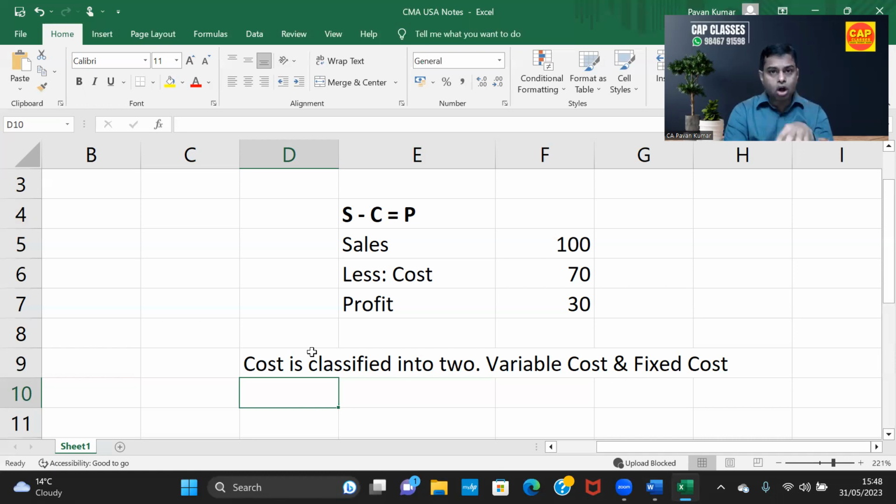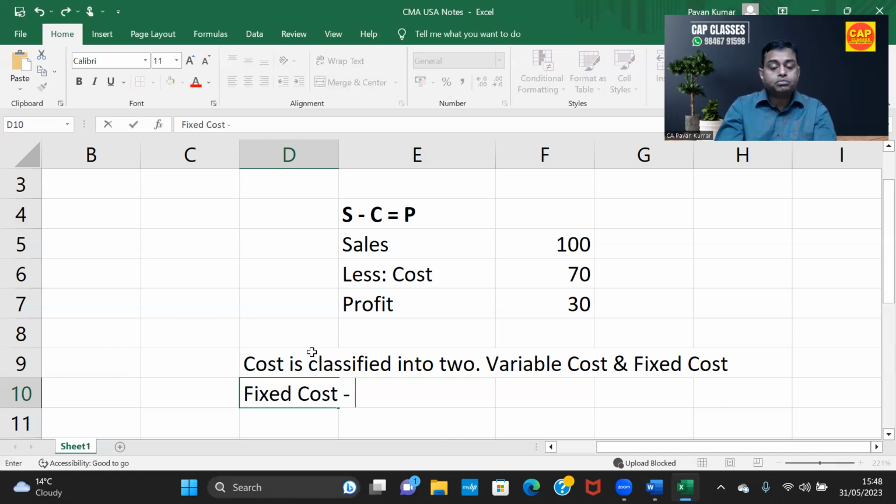There are certain costs which do not change with a given change in production. You produce more units or you produce less units, this cost will not change. That is called fixed cost. And the best example for fixed cost is rent. Fixed cost examples: rent, advertisements.